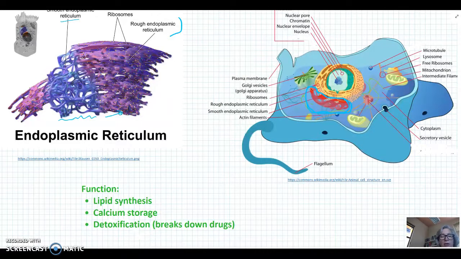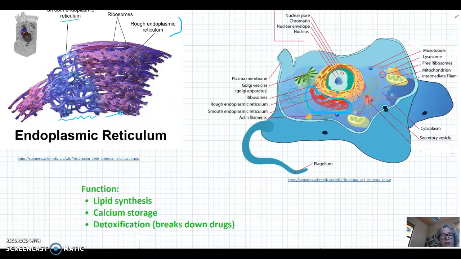The SER also functions in calcium storage. Calcium is a very important ion for regulating a lot of processes in the cell, and it's kept at a very, very low concentration in the cytoplasm. Its storage, and where it's kept in a high concentration, is in the SER. And when the cell needs this calcium, it is released from the SER into the cytoplasm.